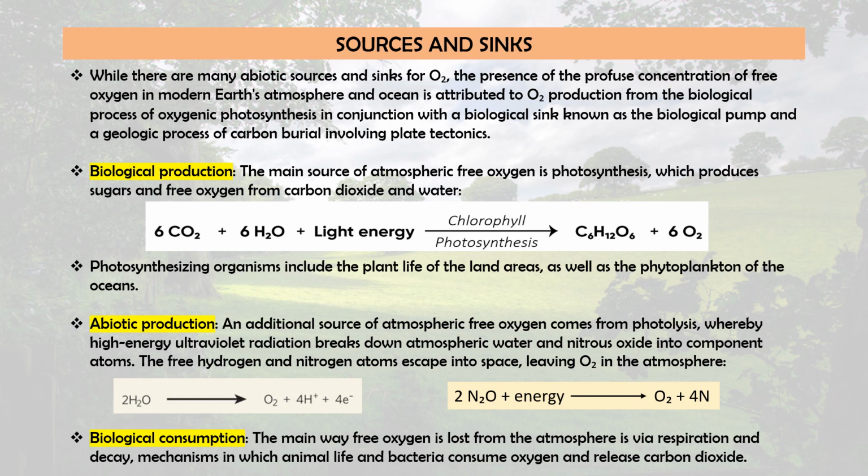And abiotic production is an additional source of atmospheric free oxygen, which comes from photolysis, whereby high energy ultraviolet radiation breaks down the atmospheric water and nitrous oxide into component atoms, and the free hydrogen and nitrogen atoms escape into space, leaving the oxygen in the atmosphere.